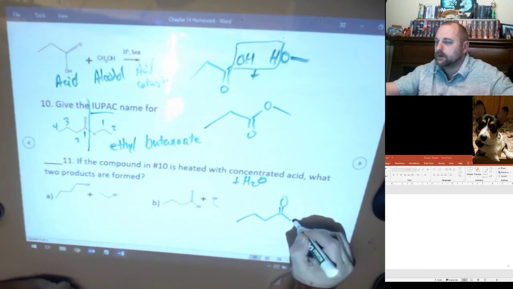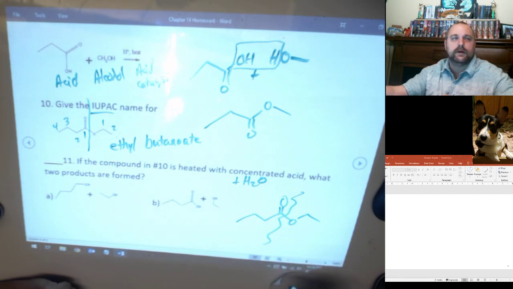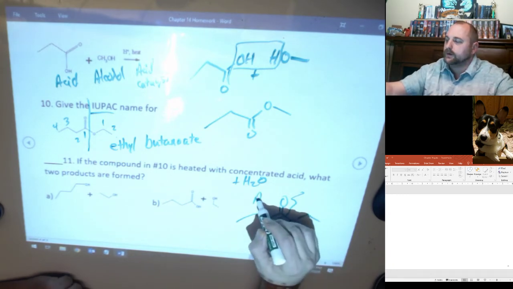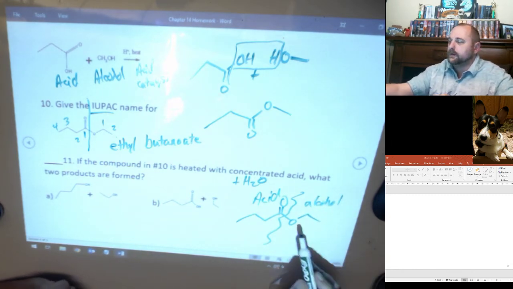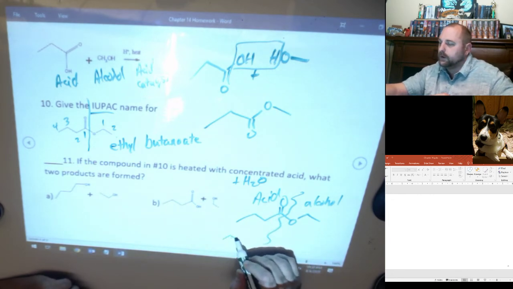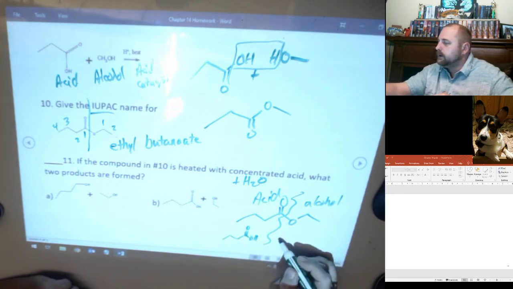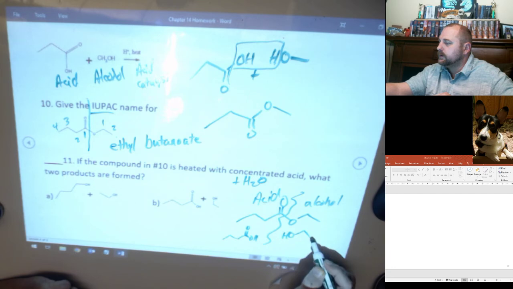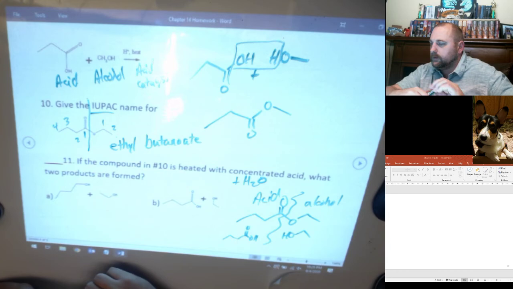I'm going to split it between the carbonyl and the oxygen. This side is my acid, and this side is my alcohol. It's key that we keep up with where the carbonyl is. So this would be 1, 2, 3, 4. Okay. And then this side, alcohol. Those are my products.